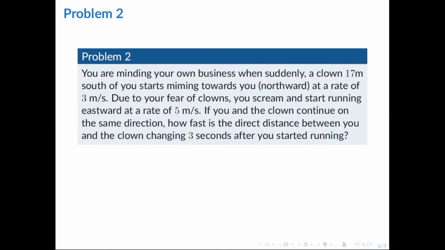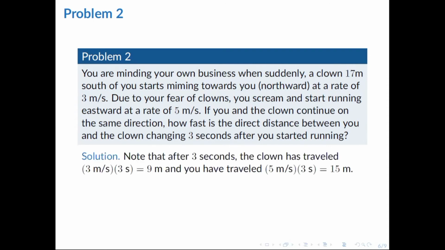Let us analyze the problem. The question is asking how fast the direct distance between you and the clown is changing 3 seconds after you started running. So we have to multiply the rates we have by 3 seconds in order to get our distance. 3 meters per second times 3 seconds is equal to 9 meters. That's how far the clown has traveled towards you.